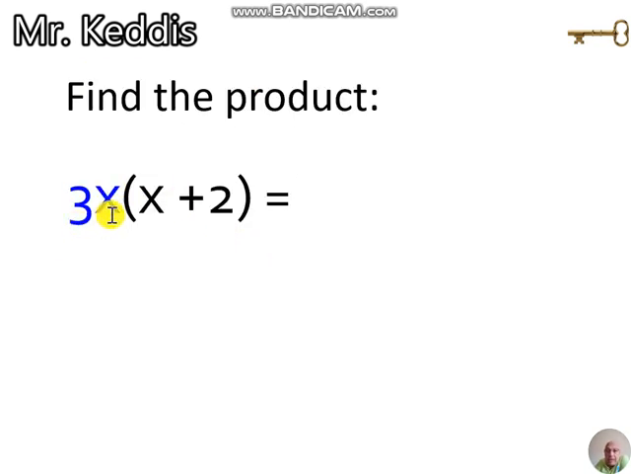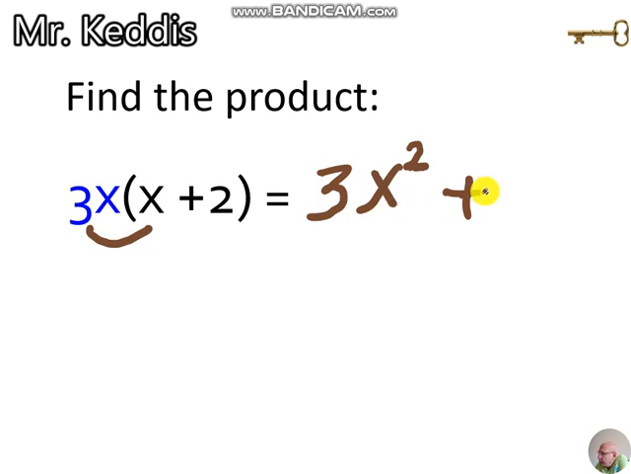To multiply 3x times x plus 2: 3x times x, I get 3x squared, plus, when I multiply 3x times 2, 3 times 2, I get 6, so 6x.